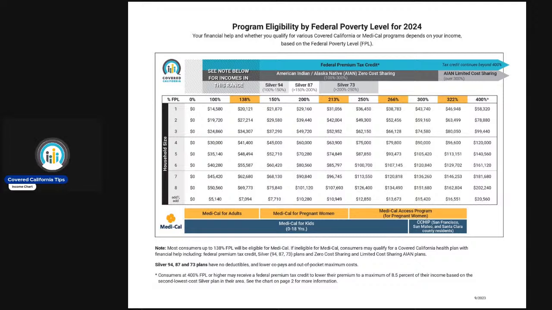So what I wanted to do is show you an actual example of how this works. Let me get this up for you. Give me 1 second. Shopping, compare. There we go.